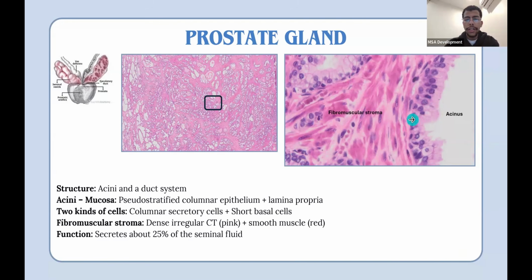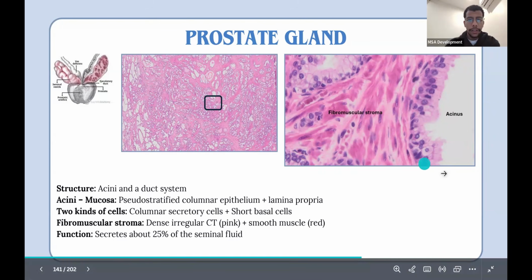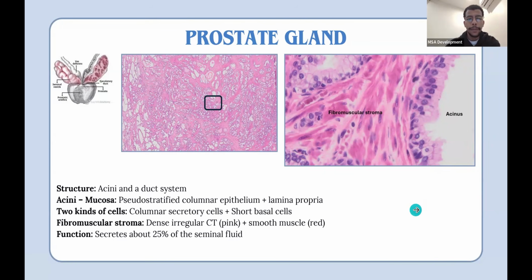It has columnar secretory cells. Can you guys see them here? Because it's a gland at the end of the day, so it has to secrete something. There's the acinus where the secretions are being secreted. So here we have the columnar epithelium, pseudostratified columnar. And I think that's it for the prostate gland. It secretes the rest of the seminal fluid. That's its function. Here it is on the model. Can you see? There's the prostate gland.